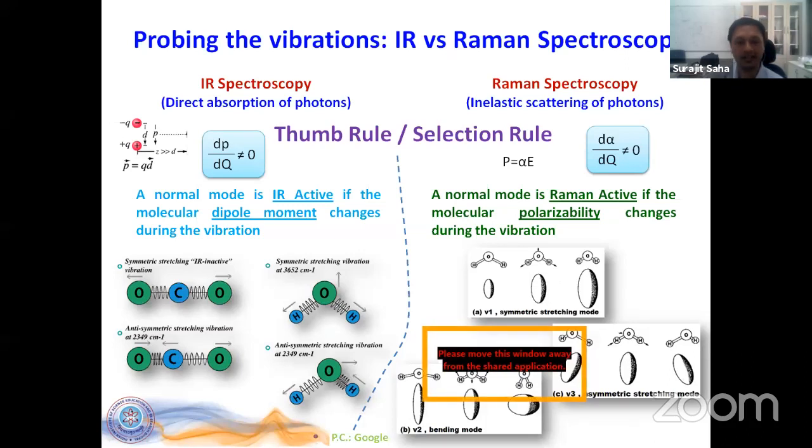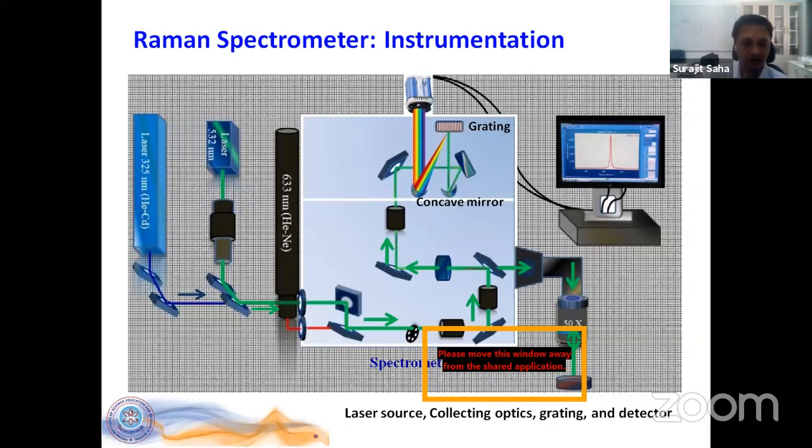Now moving on to the next slide. So now I'll talk about instrumentation. I'll first refer to the instrumentation for a Raman spectrometer, then I'll move on to that for the IR spectrometer. Even though this picture looks a bit clumsy, let me make it as simple as possible.